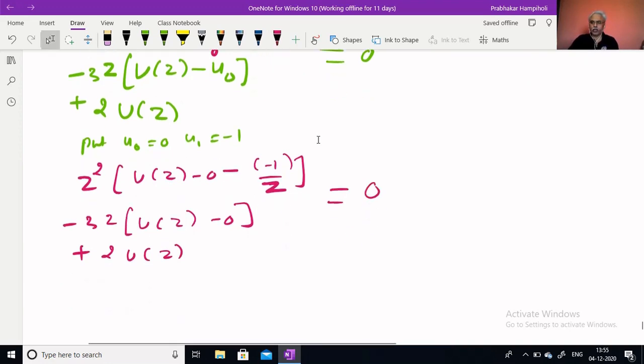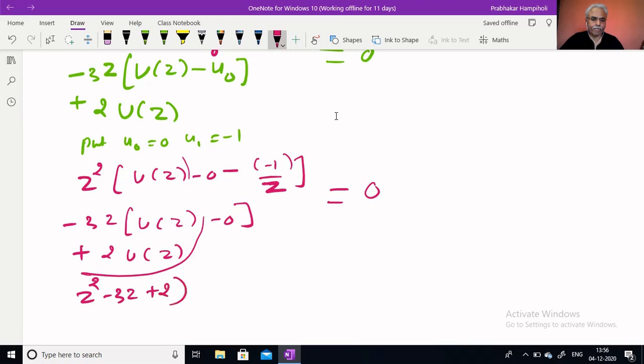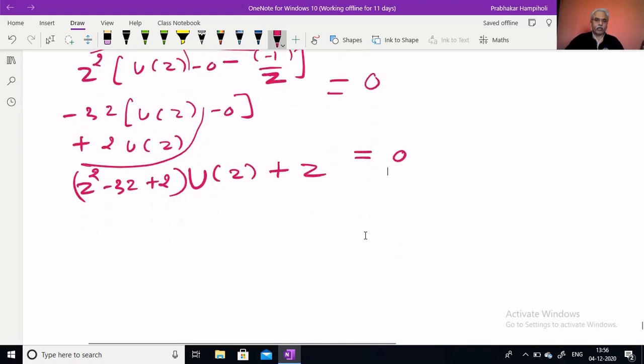So naturally we are left with z square u of z terms. Let us collect u of z terms first: z square minus 3z plus 2. These are all u of z terms. So minus of minus plus, if you multiply z square inside here, it becomes z square by z, which is z. Sign is minus of minus plus, equal to 0. Now except u of z terms, remaining terms if I transpose, I am going to get z square minus 3z plus 2 into u of z equal to minus z.